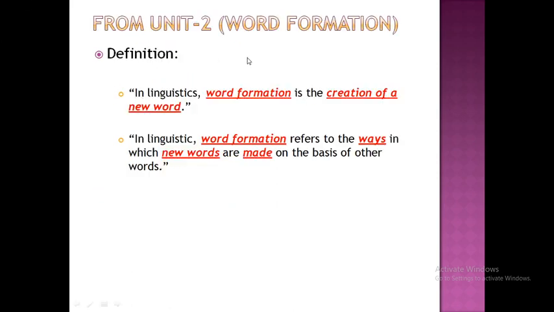The first part, word formation. Please try to understand this thing, word formation. Formation of a word in a language. This word formation is not a technique to apply with English language only. This is a technique, this is a process, this is a way which is being used in every single language of the world. There are some ways from which they carry new words. So formation of a new word is word formation. The same in linguistics, word formation is the creation of a new word. Word formation refers to the ways in which new words are made on the basis of other words.